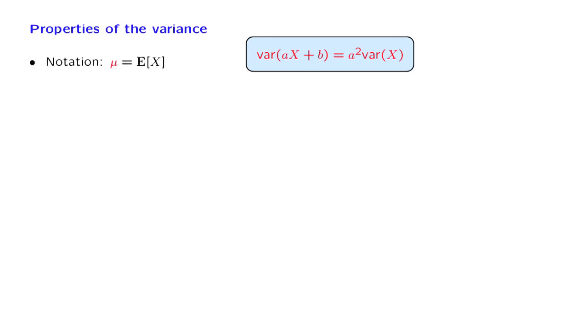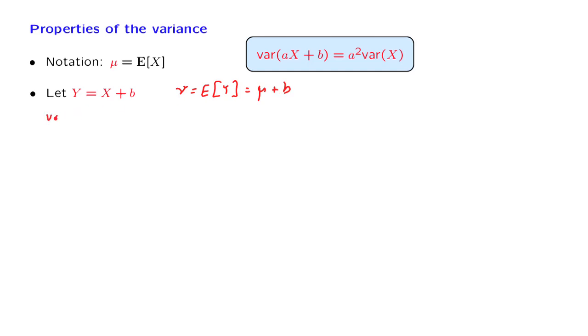We use the shorthand notation mu for the expected value of X. We will proceed one step at a time and first consider what happens to the variance if we add a constant to a random variable. So let Y be X plus some constant b, and let us define nu to be the expected value of Y, which using linearity of expectations is the expected value of X plus b. Let us now calculate the variance.